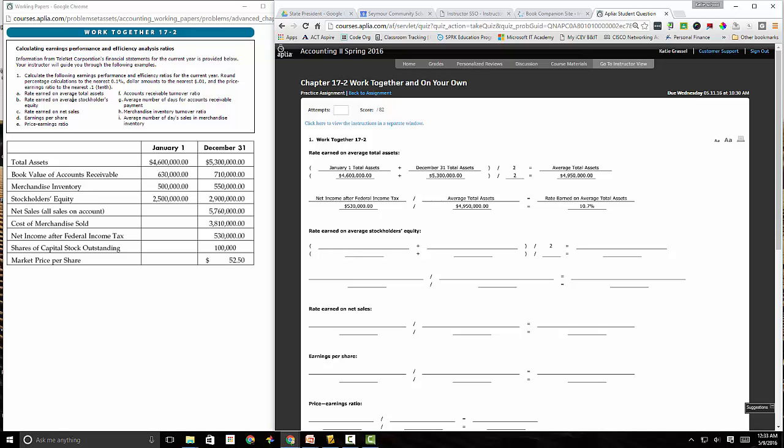Rate earned on average total assets. Now I have to take a look at the rate earned on average stockholders' equity. So I have to do the same thing: January 1st stockholders' equity plus December 31st, divided by 2, is going to give me my average stockholders' equity. Okay, use my numbers right here.